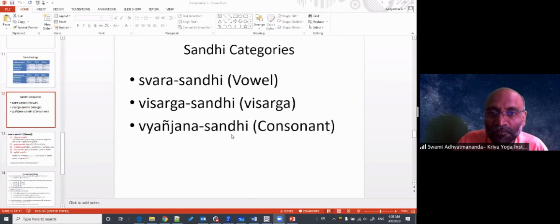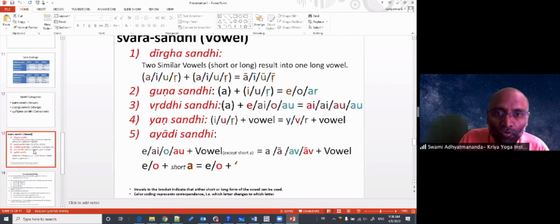Then Vyanjana sandhi. Consonant. If either of the two letters is a consonant, then it's a consonant sandhi. What we discussed last time in a little detail was swara sandhi, 3 categories of swara sandhi.